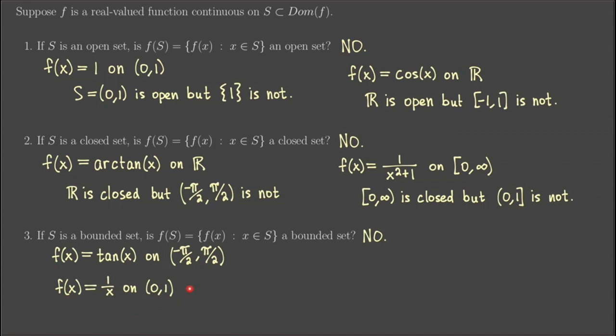Somewhat similar type of example, you could take f of x equals 1 over x on the bounded set 0 to 1. It shoots off to infinity on the left, so that would be an unbounded set of outputs over a bounded domain.